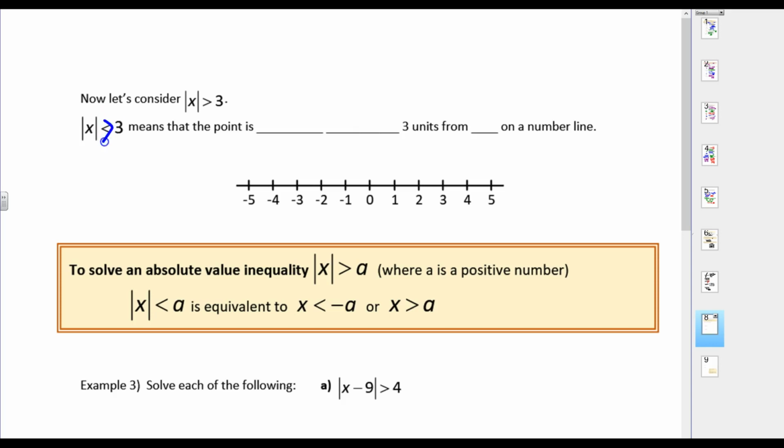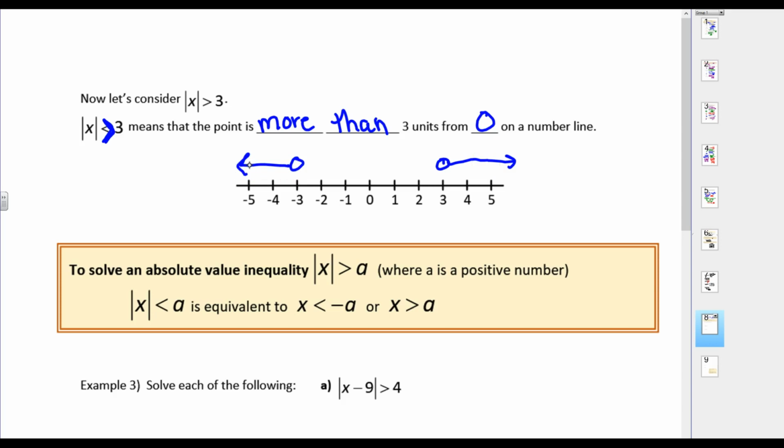By the way, my symbol here needs to flip. The absolute value of x is greater than 3 means that the point is more than 3 units from 0 on the number line. So points that are more than 3 units from 0 on a number line, well, certainly from 3 and up, 4 is more than 3 units away on the number line, so is 5. And then from -3 down would also satisfy that.